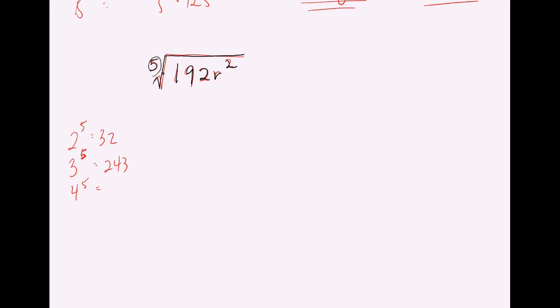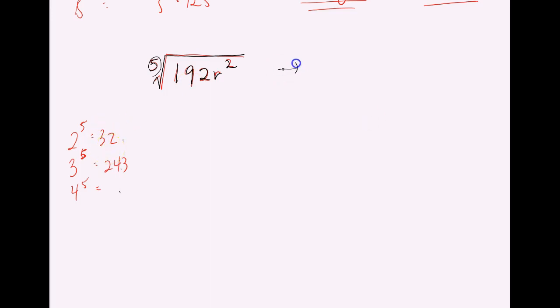So this is the 5th root. I would look at all my numbers, 2 to the 5th, 3 to the 5th, 4 to the 5th, when what you're hoping for is that something shows up. Now, even though 192 is not on your list, one of these numbers goes into 192. So we're going to be thinking about that as we rewrite it.